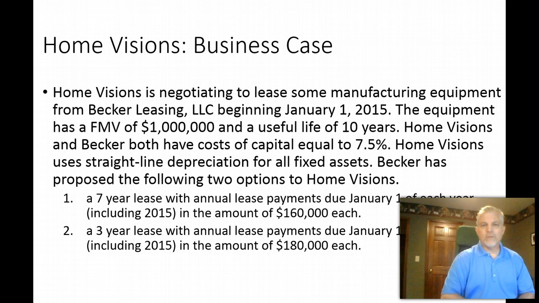My name is Jim Weisel, Professor of Accountancy at Georgia Gwinnett College. In this video, I'm going to demonstrate a comprehensive lease problem, a business case for Home Visions.